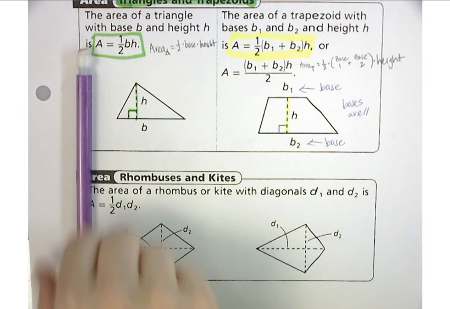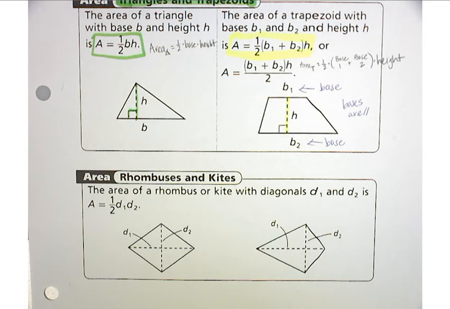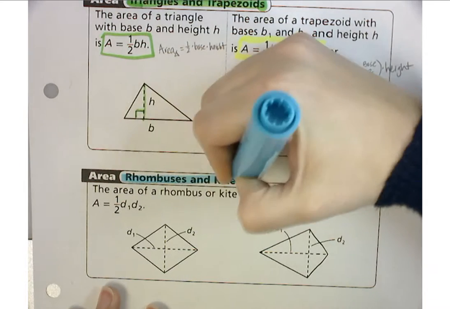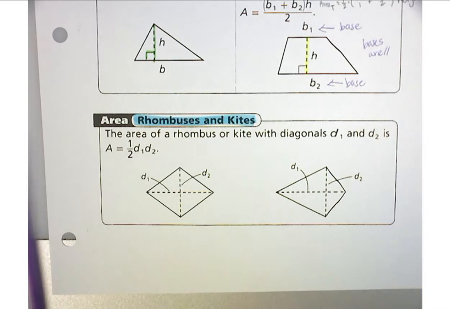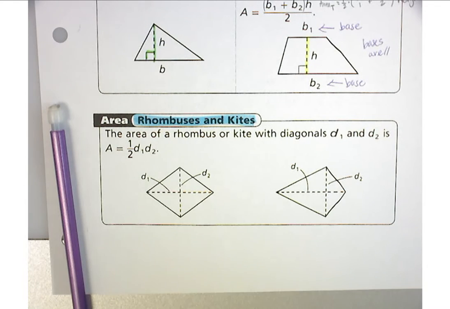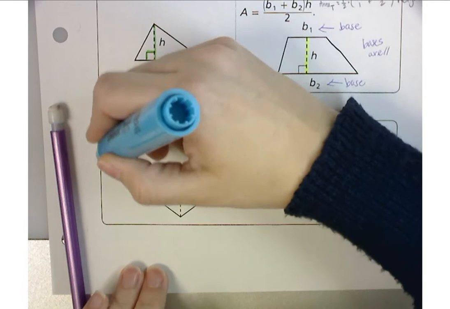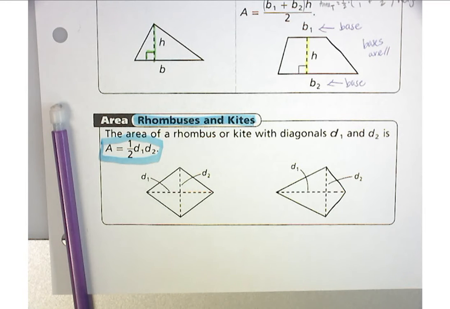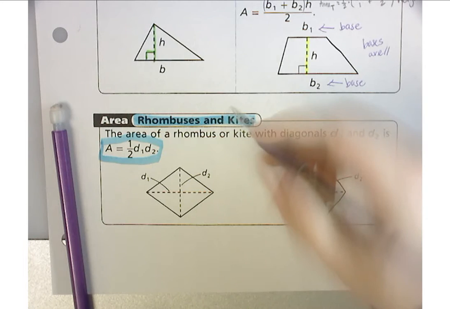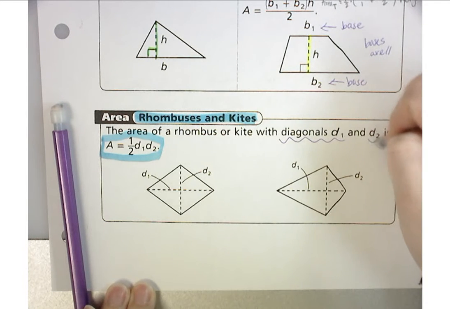And then the last thing we're going to talk about are rhombuses and kites. If we have a rhombus or a kite, that's actually going to be the same equation. It's 1/2 d1 times d2. What are d1 and d2? Good, your diagonals. So with diagonals d1 and d2.